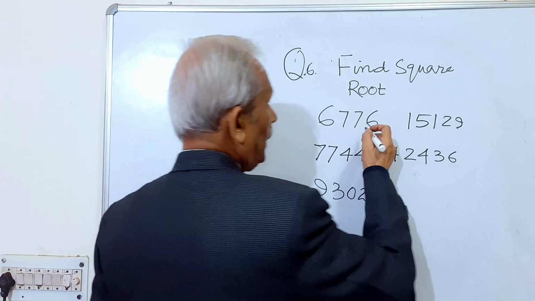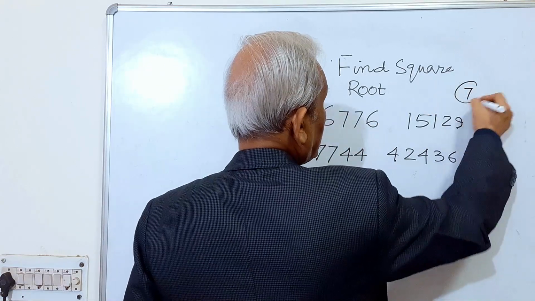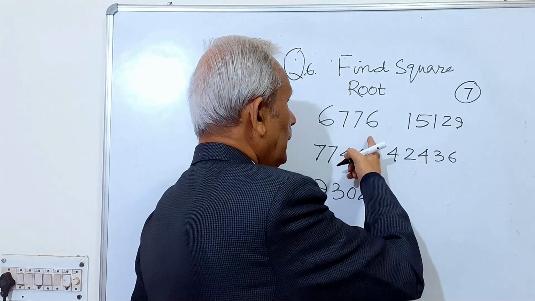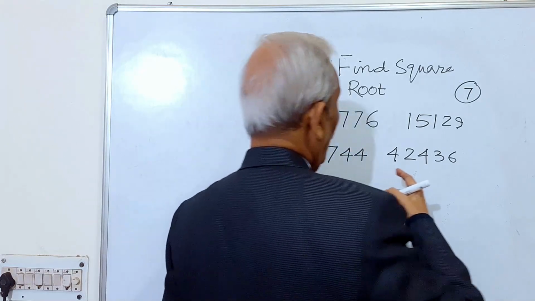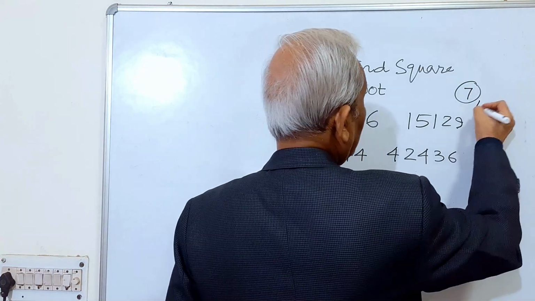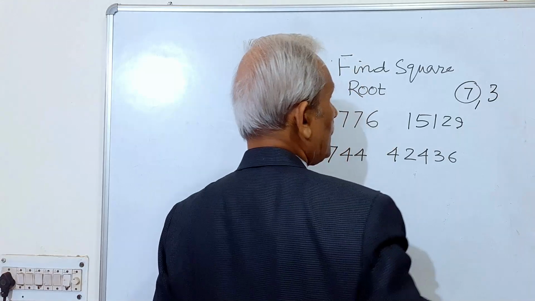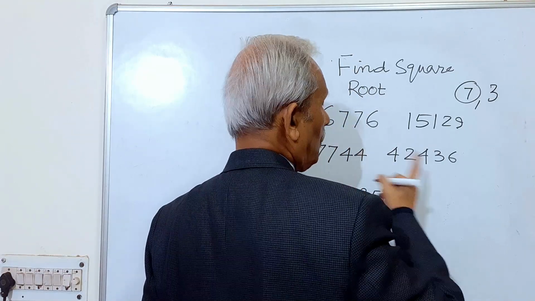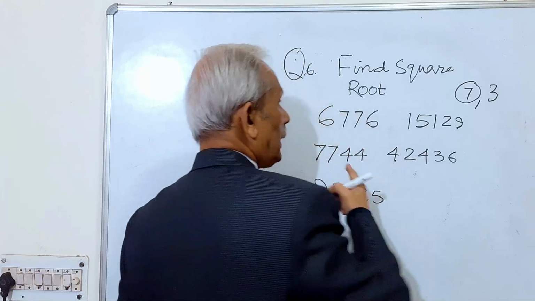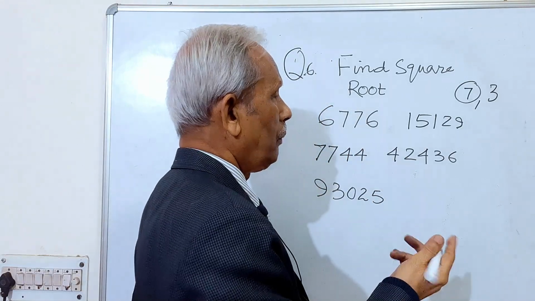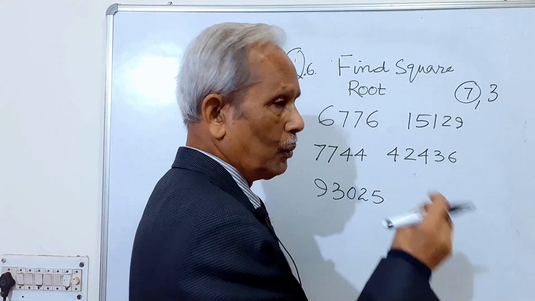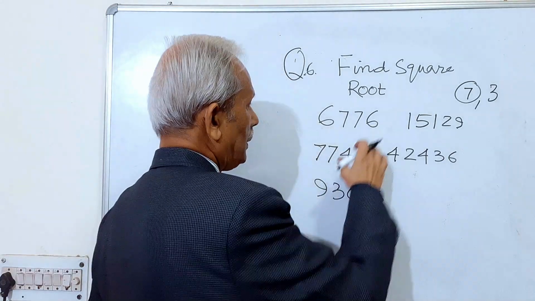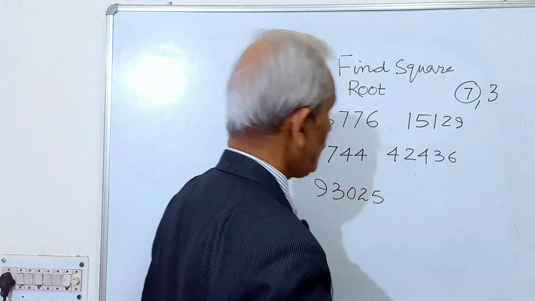But if it ends in 7, can you get 7 by multiplying two equal numbers? You cannot get it. So any number which will end in 7, or even 3, can you get 3 by multiplying two numbers? You cannot get it. So there are numbers that cannot be obtained by the squaring of a number. Those are not perfect squares. But here all these are perfect squares.